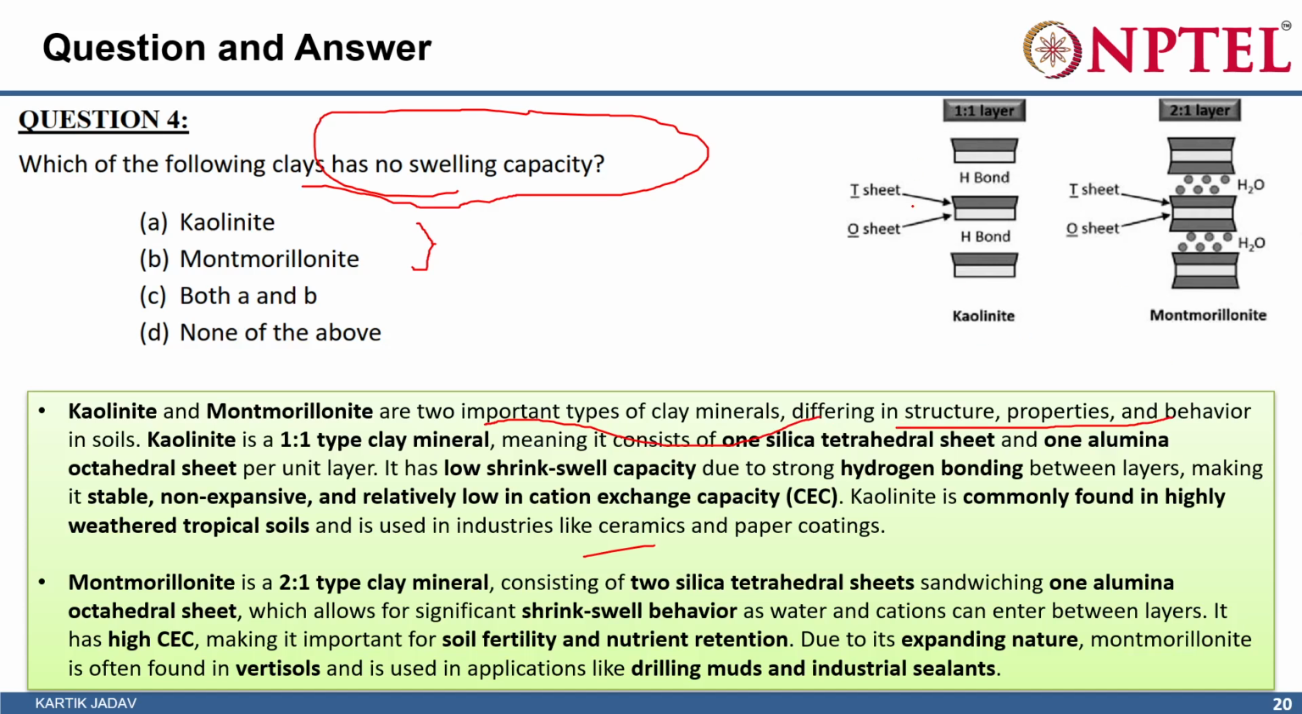So kaolinite is generally a 1:1 type of clay mineral consisting of one silica tetrahedral sheet and one alumina octahedral sheet per unit layer, right? It has a low shrink swell capacity due to strong hydrogen bonding between layers, making it stable, non-expansive and relatively low in cation exchange capacity. So what is the reason behind the low cation exchange capacity and stability of kaolinite? It is the strong hydrogen bond, right? As it has strong hydrogen bonding between layers.